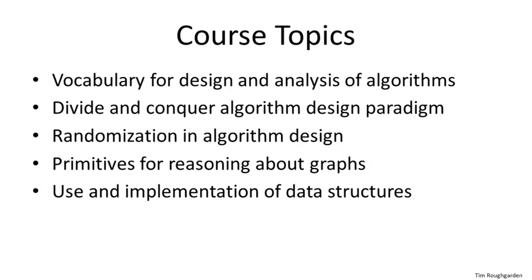The course material corresponds to the first half of a 10-week Stanford course that's taken by all computer science undergraduates, as well as many of our graduate students. There will be 5 high-level topics, and at times these will overlap. The 5 topics are, first of all, the vocabulary for reasoning about algorithm performance, the divide and conquer algorithm design paradigm, randomization in algorithm design, primitives for reasoning about graphs, and the use and implementation of basic data structures. The goal is to provide an introduction to and basic literacy in each of these topics. Much more can be said about each of them than we'll have time for here.